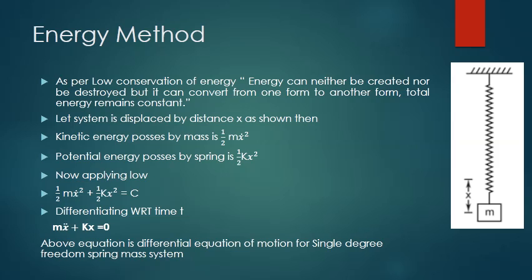Now differentiate the above equation with respect to time. You will get 1/2 into m into 2 x dot into x double dot plus 1/2 into k into 2x into x dot is equal to 0. So we can cancel out the 1/2, the 2, and the x dot term from this entire equation, and finally you will get m x double dot plus kx is equal to 0. This is again the differential equation for a single degree freedom spring mass system.